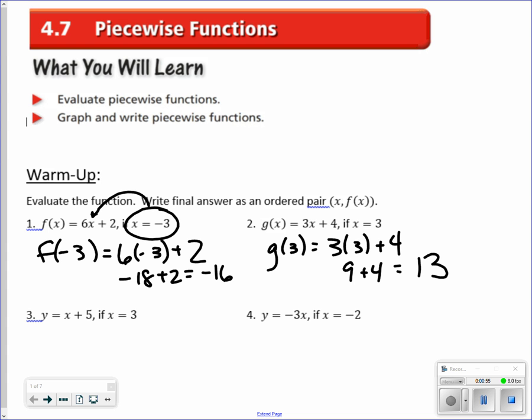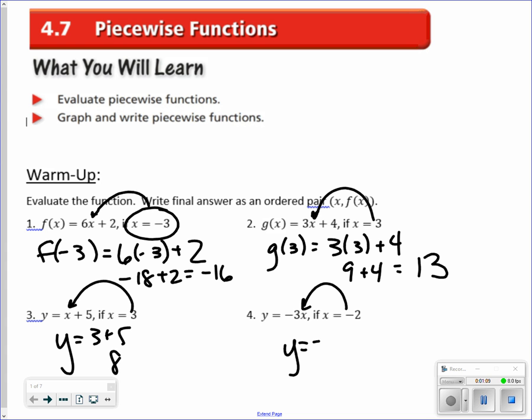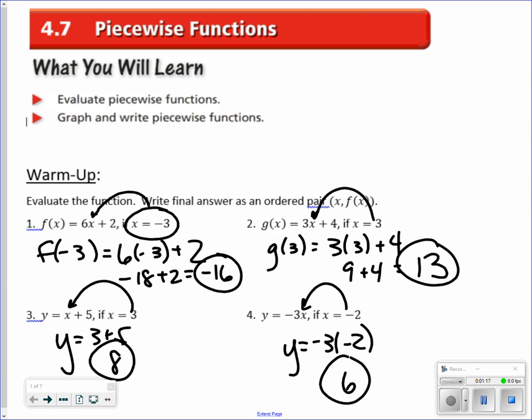So again, we're plugging 3 in for the x's and evaluating. I'm going to plug 3 in for x and evaluate. And then I'm going to put -2 in for x and evaluate. So just circling my answers here. Again, this goes back to Chapter 3 when we evaluated functions at a particular x value.